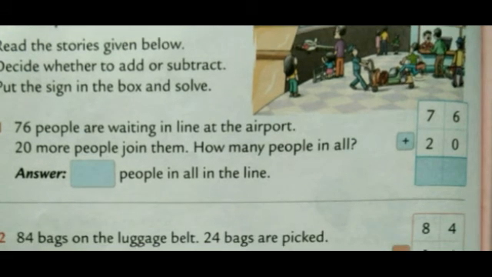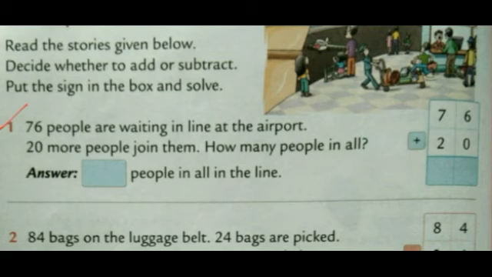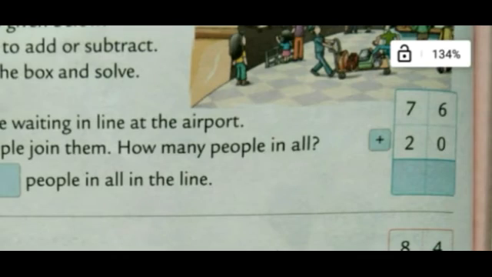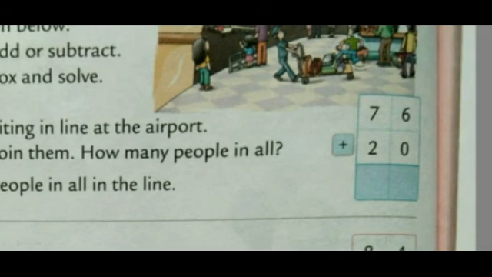Let's read out the first question. 76 people are waiting in line at the airport. 20 more people join them. More means, that means we have to add. How many people in all? And here the sign is already put for us. So we have to simply add.